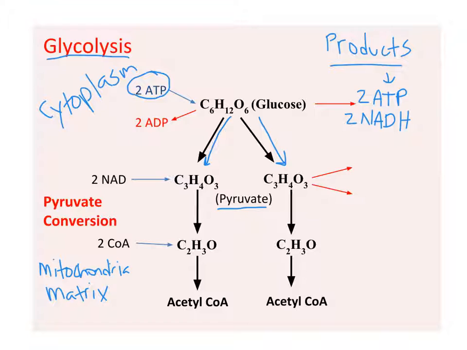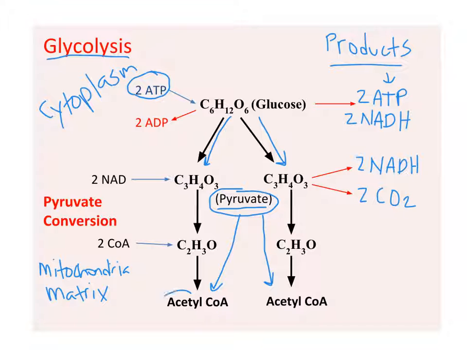Now, what are the products of pyruvate conversion? Once again, we get 2 electron carriers called NADH, and this is also the first time where 2 carbon dioxides, or 2 CO2s, are released into the air as a waste product. And more importantly, this is where pyruvate is converted into the 2 molecules that will go into the Krebs cycle, called acetyl-CoA.